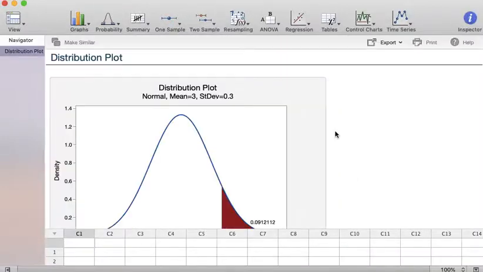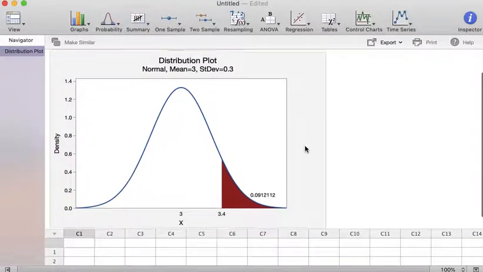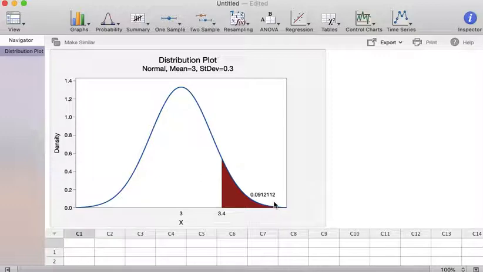Click OK. And I can find my answer above the red shaded area of the bell curve. In this case, it would be 0.0912.